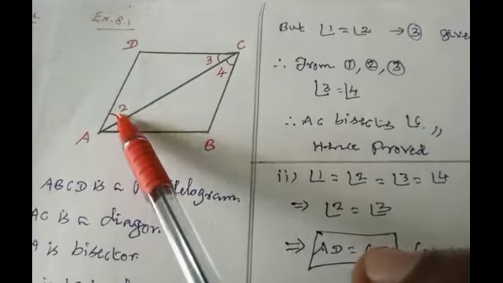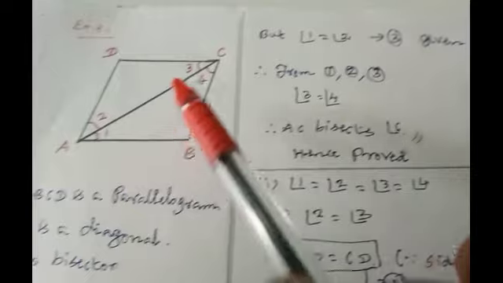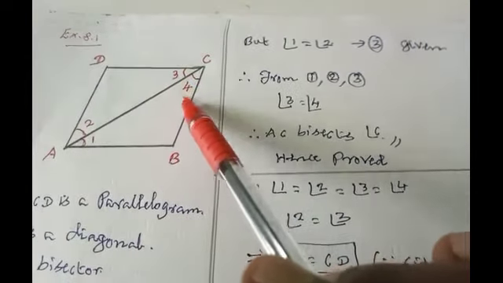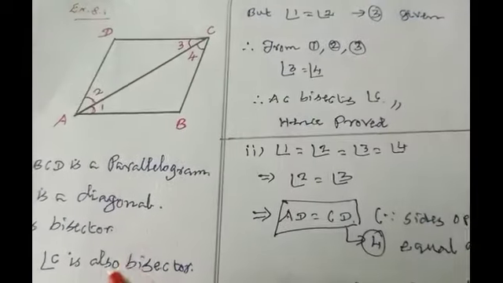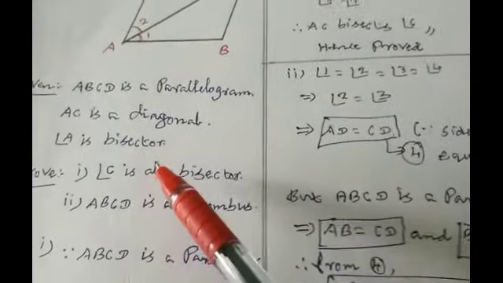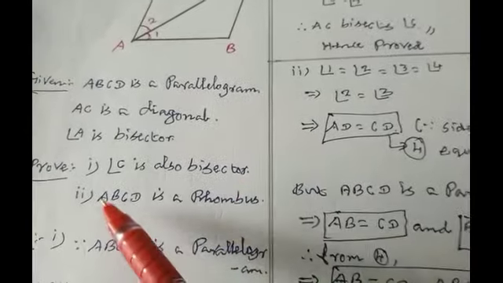Angle 1 is equal to angle 2 because it is a bisector. Similarly, angle 3 also will be equal to angle 4. Therefore, AC bisects angle C also. Hence, proved the first subdivision. Now, for second subdivision, we have to prove ABCD is a rhombus.